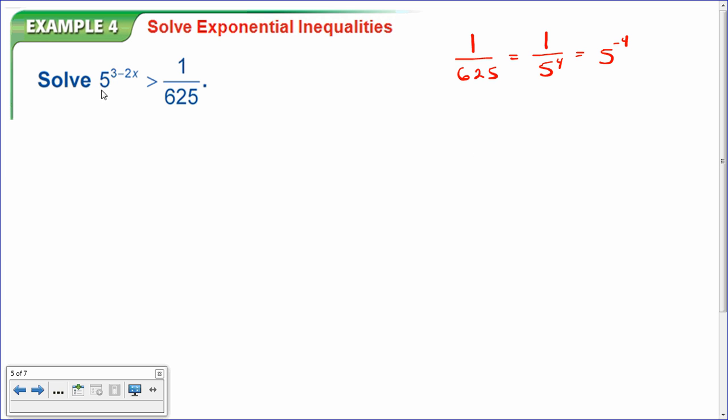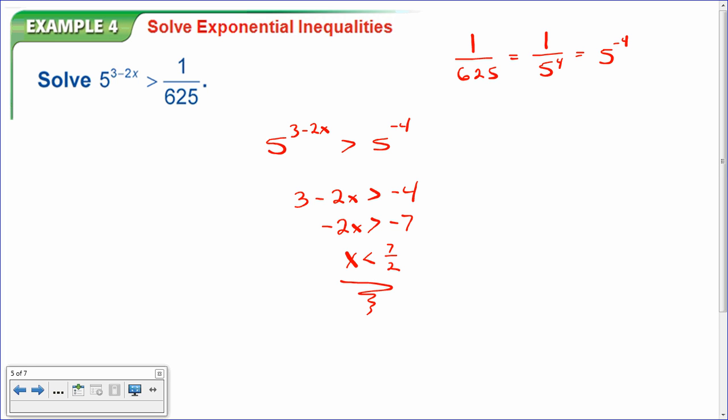Okay, so let's translate this over. We have 5 to the 3 minus 2x is greater than 5 to the negative 4th power. Since the bases are the same, all I need to work with are the exponents. 3 minus 2x then has to be greater than negative 4. When we subtract 3 from both sides, that will leave me negative 2x is greater than negative 4 minus 3, which is negative 7. I'll divide by negative 2. Don't forget, we're dividing an inequality by a negative number. That causes us to flip the sign. Negative 7 divided by negative 2 is positive 7 over 2. And that's how you work those problems.